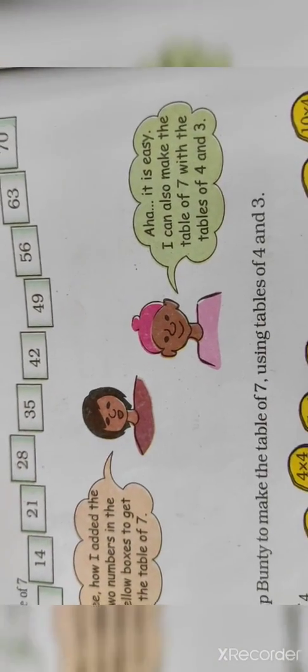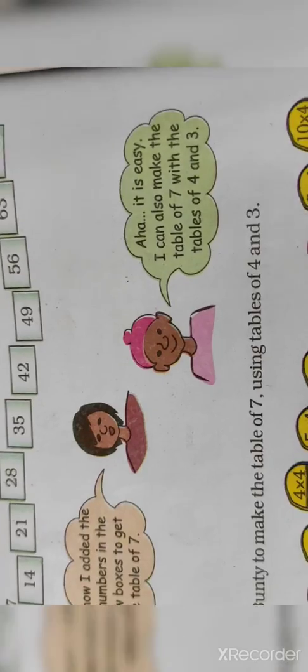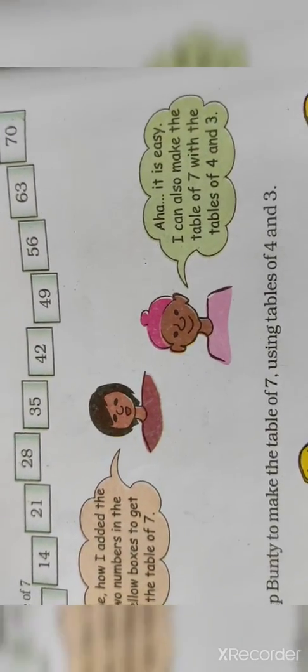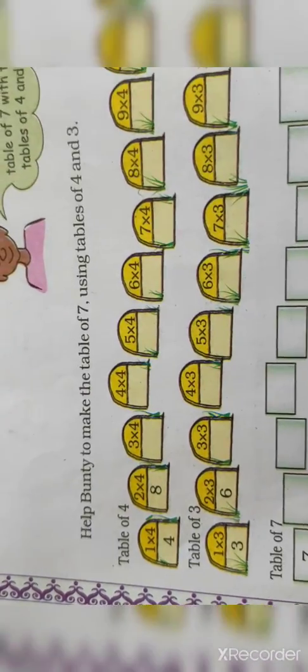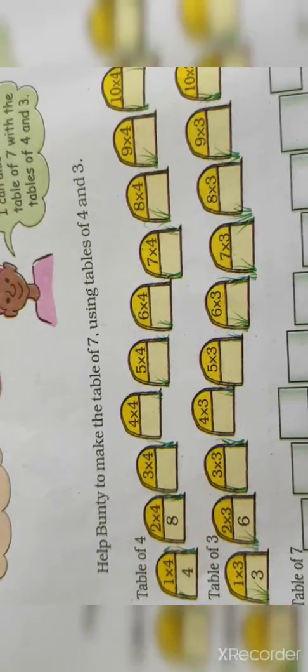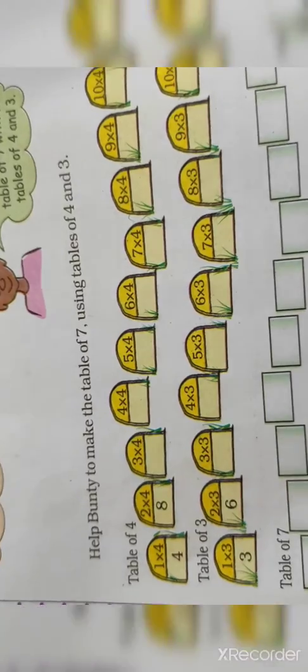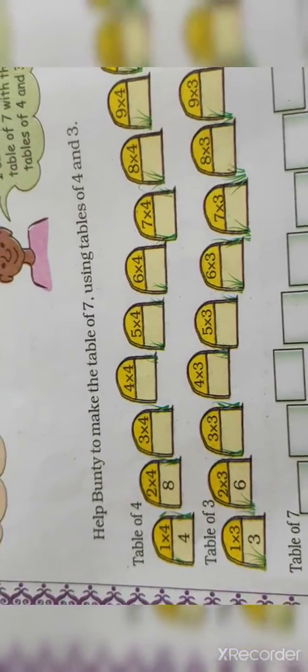Aha, it is easy. I can also make the table of 7 with the table of 4 and 3. So what has he done? Help Bunty to make the table of 7 using the table of 4 and 3. So let's start to help Bunty.